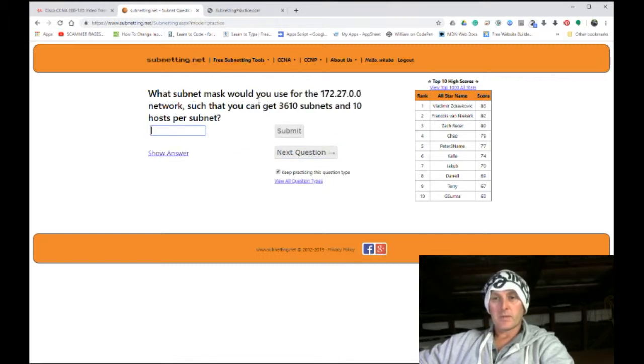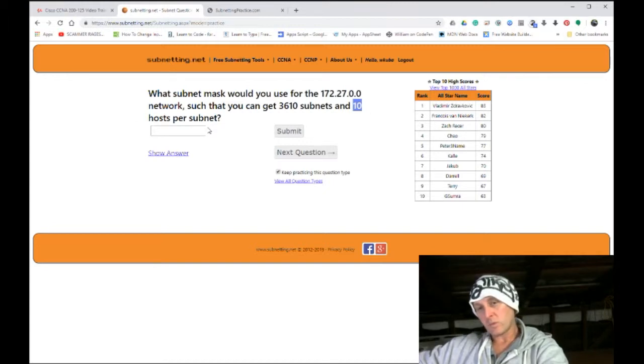Now it's saying, what subnet mask would you use for 172.27.0.0 networks such that you can get 3610 subnets and 10 hosts per subnet? Well, it's a lot easier to work with the host side. So what's the subnet mask that we need to get more than 10 hosts?